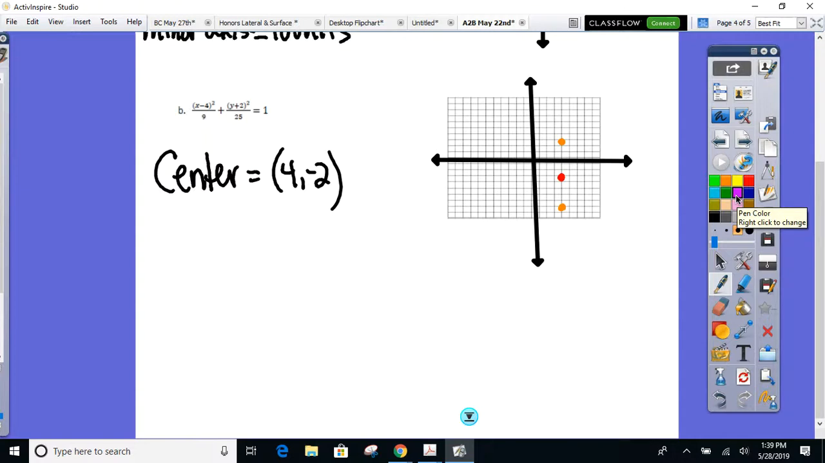And then what about to the right and the left for the minor axis? 3 to the left, 3 to the right. You guys are fine. You're picking it up great. No issues.